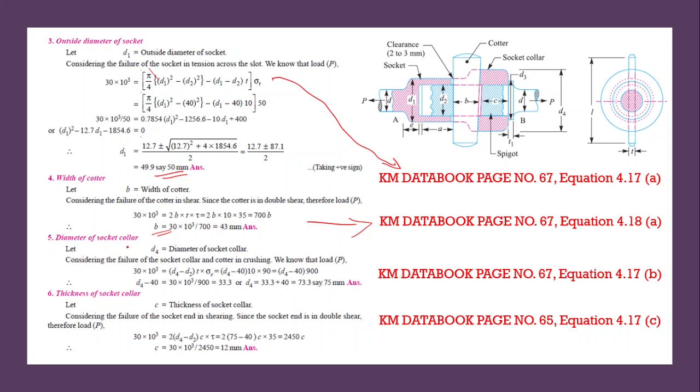Then diameter of the socket collar, we can use this equation, KM data book page number 67, equation number 4.17b, to find out the diameter of the socket collar. We have already discussed all the theory portions in the previous presentation. Then we can find out d4 by using this equation. That d4 is equal to 73.3, or we can say it is equal to 75 mm. Then thickness of the socket collar, we can use the equation 4.17c in the KM data book page number 65, to find out the thickness of the socket collar. That c is equal to 12 mm.